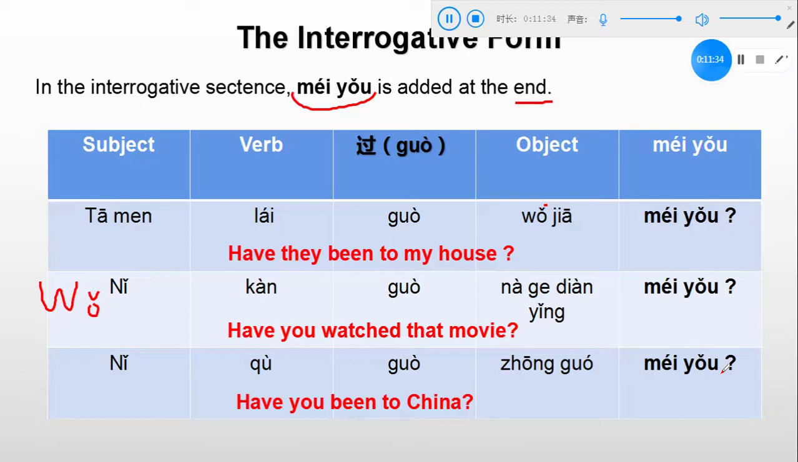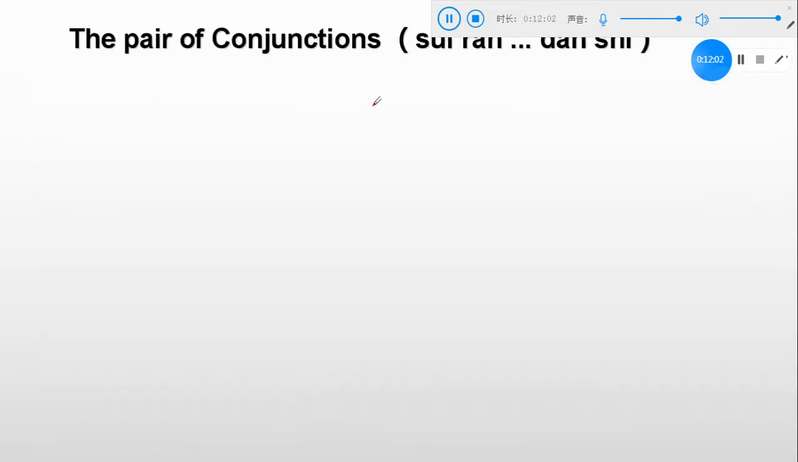I think as long as you know how it works in the statement sentence, then for the rest of the two, which are the negative form and the interrogative form, you will understand them better. Okay, that's all for the first grammar part, and now we move to the second one.